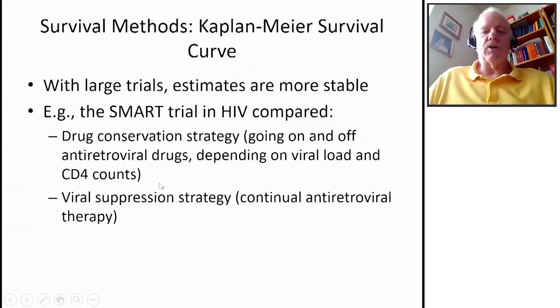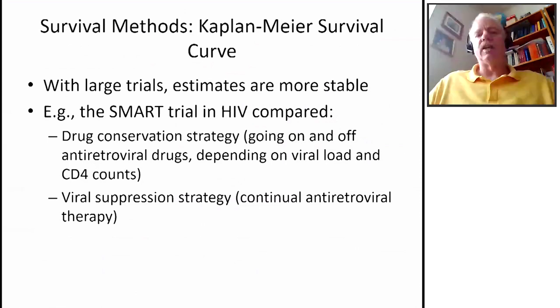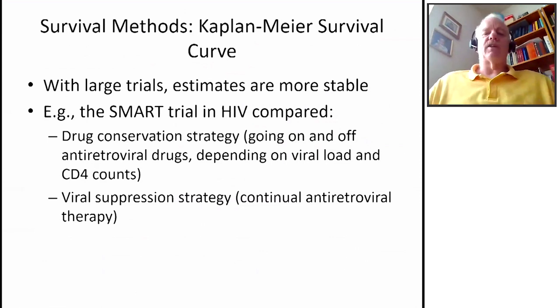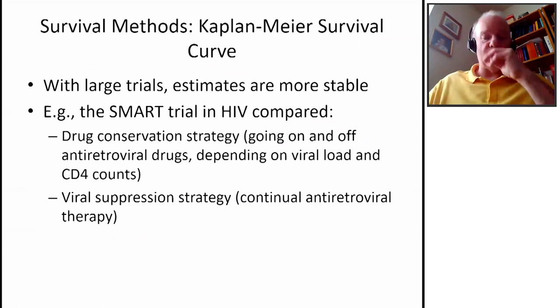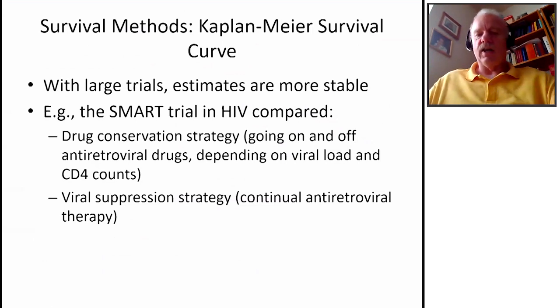Now, in the SMART trial in HIV, this was a trial that compared a drug conservation strategy to a viral suppression strategy. So the drug conservation strategy, you would give the people drugs and then see what their CD4 count was and T cell count, and see what their viral load was, the amount of virus in their system. And then if it was good, they'd take you off the medication and say, okay, we think you can go off the medication for a while, but we'll continue to monitor your CD4 count and your viral load, and we may put you back on medication.